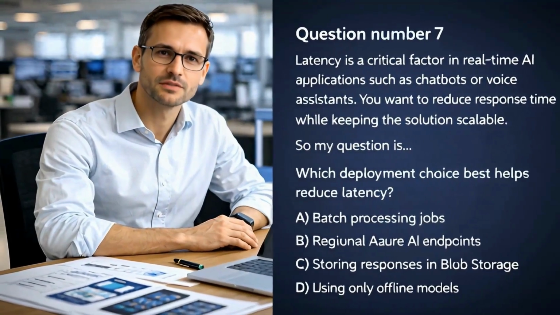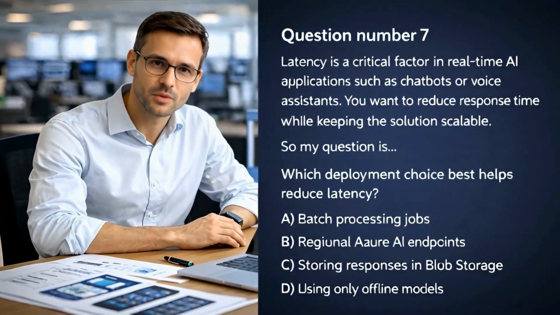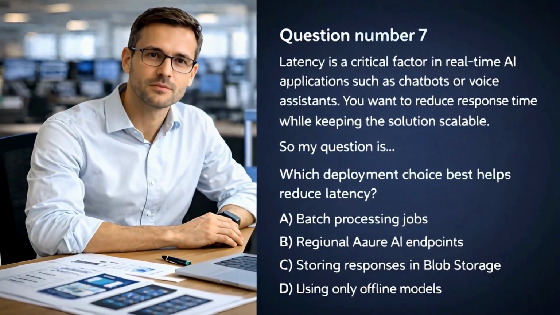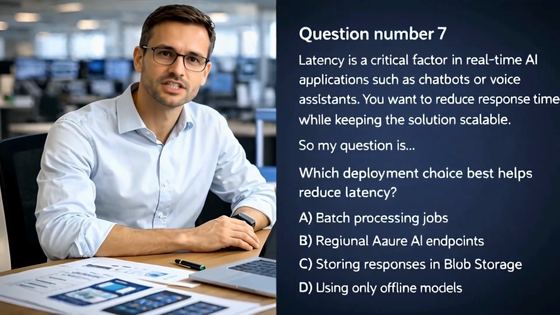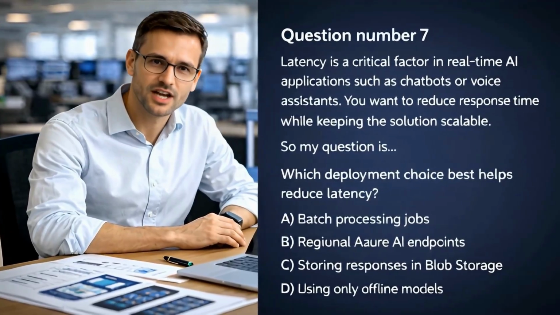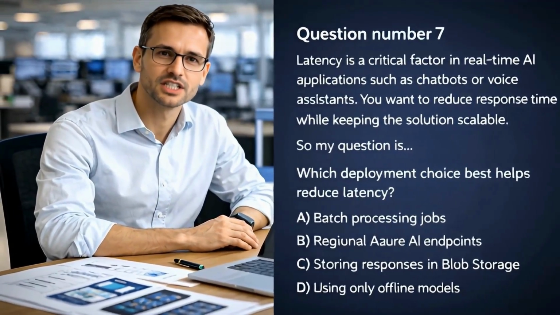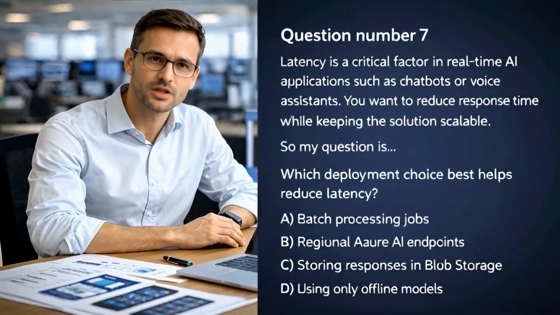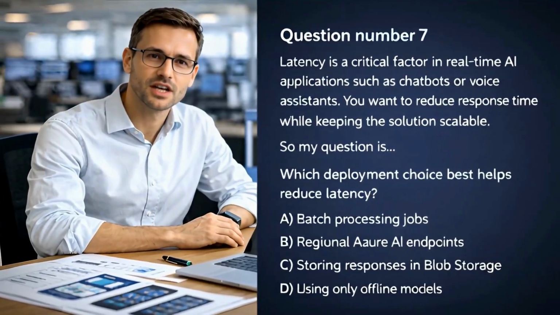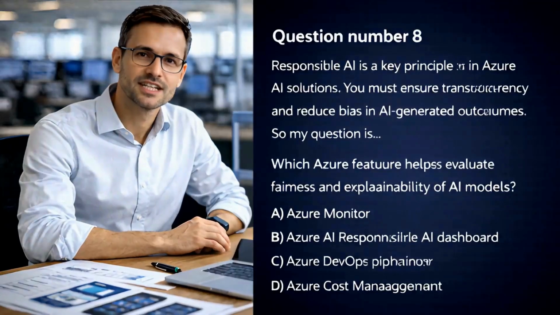Question number 7. Latency is a critical factor in real-time AI applications, such as chatbots or voice assistants. You want to reduce response time while keeping the solution scalable. So my question is, which deployment choice best helps reduce latency? Options are A. Batch processing jobs, B. Regional Azure AI endpoints, C. Storing responses in blob storage, D. Using only offline models.